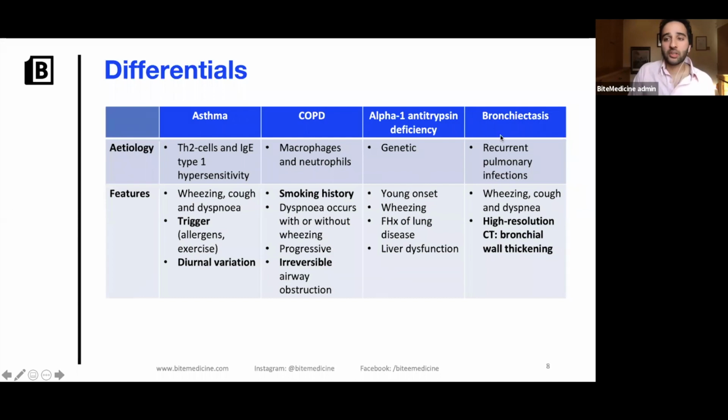And then finally, bronchiectasis. Patients often have recurrent pulmonary infections. It's associated with cystic fibrosis, for example. They have enlarged airways. Their airways get all clogged up with mucus, and they get these recurrent infections. So the presentation is slightly different in that they often present with really mucky, purulent sputum. And when you investigate them, you can do a CT, and that will show bronchial wall thickening. So that's a good way to differentiate between those four causes.